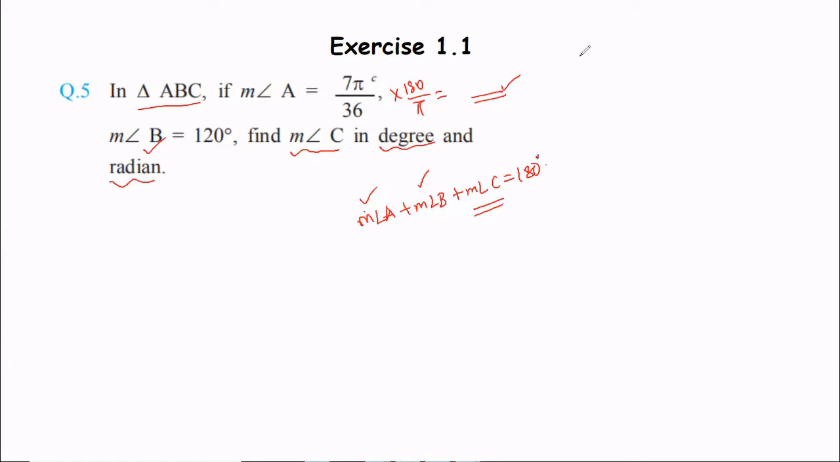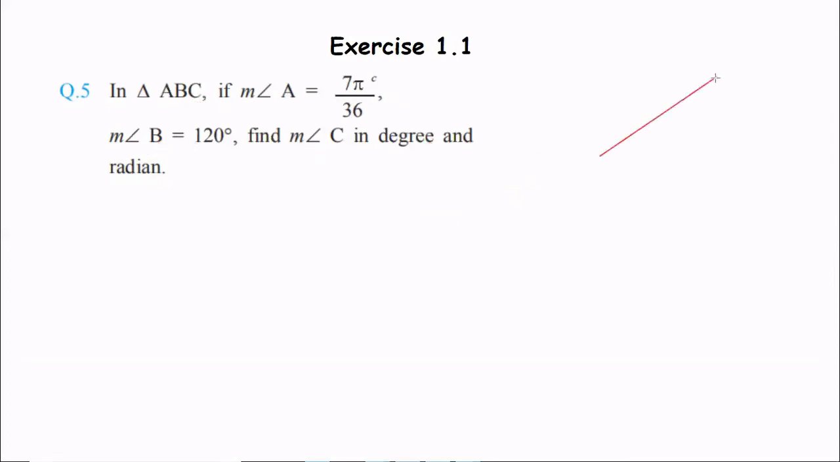So let's begin. First, let's draw a triangle. So that's how our triangle will look. You can name different points. You can name this as A, this as B, and this as C. We need to find C. C is missing. Angle A is given as 7 pi by 36 radian, which we will convert to degrees soon. And this is 120 degrees. Oh, it doesn't look like 120 degrees. Fine, we will draw an obtuse angle.